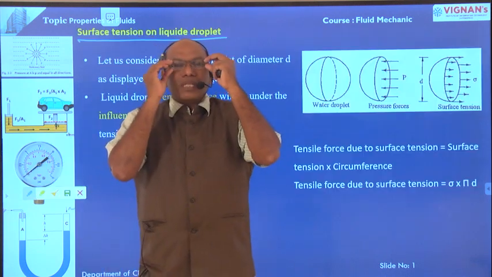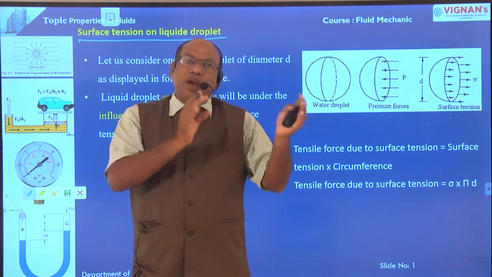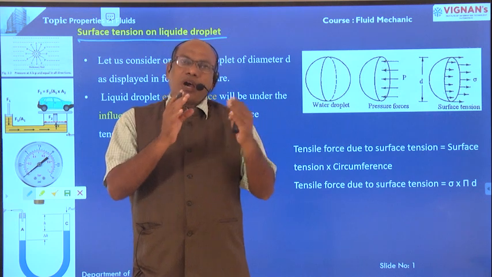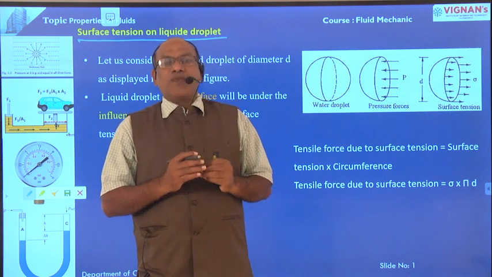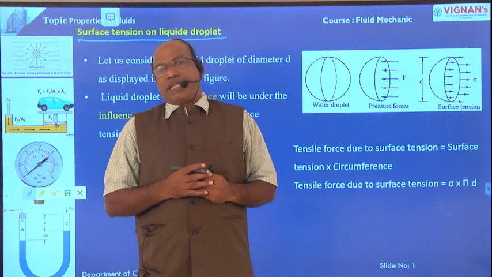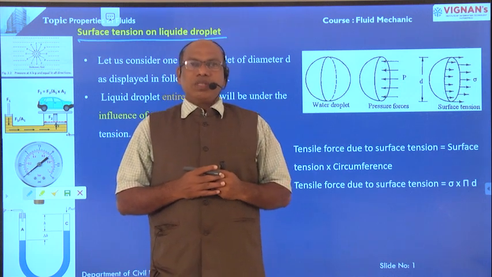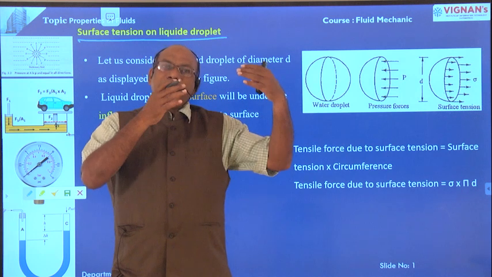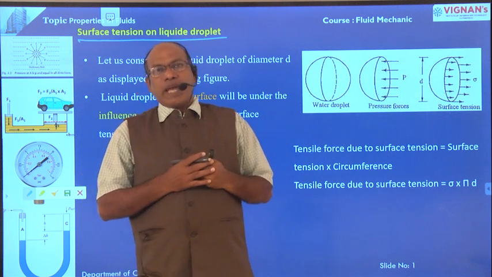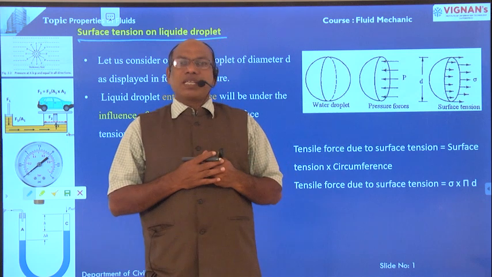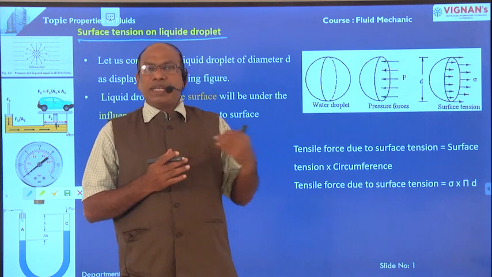Now we are going to discuss surface tension on a liquid droplet, surface tension on a soap bubble, and surface tension on a liquid jet. Three conditions we have. So what is the surface tension on the liquid droplet? First we are going to derive the formula for the surface tension on the liquid droplet.